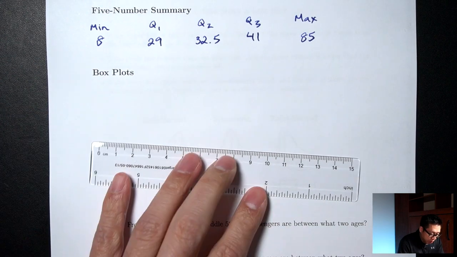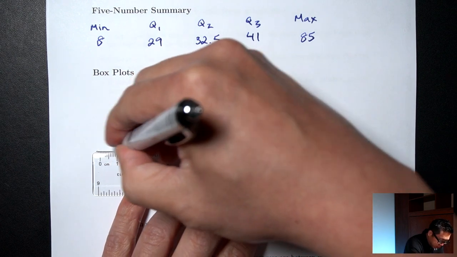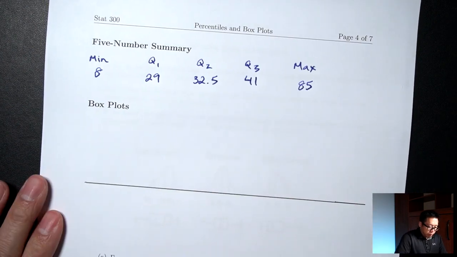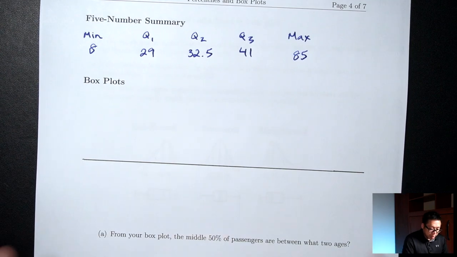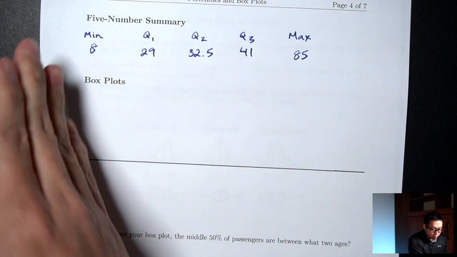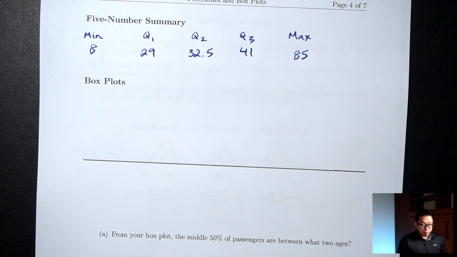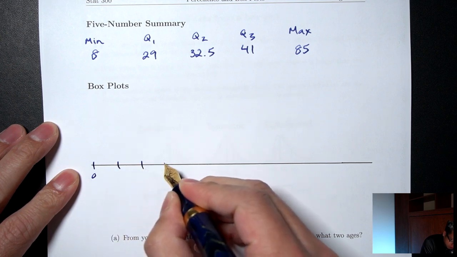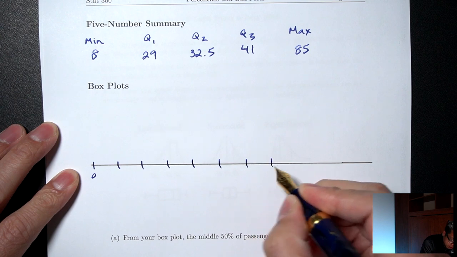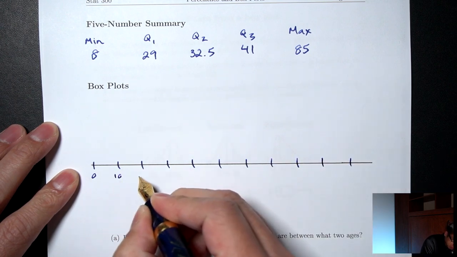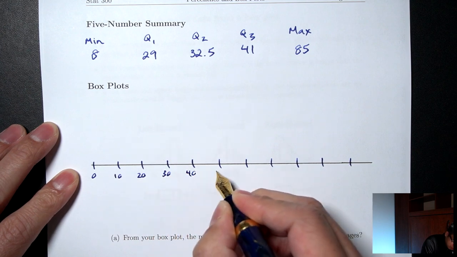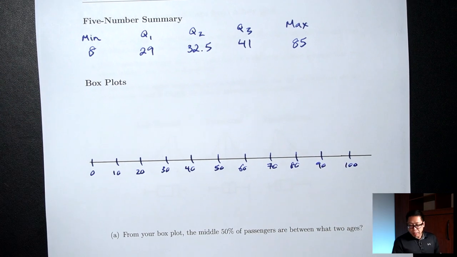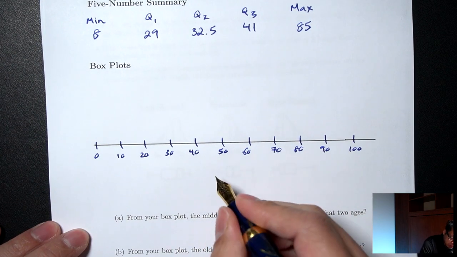So to draw my box plot, I'm going to first make an axis. And this x-axis needs to display all the data from the minimum all the way to the maximum. So I need to go from 8 all the way up to 85. I'm going to count by tens, and I'll start with 0. 10, 20, 30, 40, 50, 60, 70, 80, 90, 100. And my data here is the ages of passengers on a plane, so these are going to represent ages.